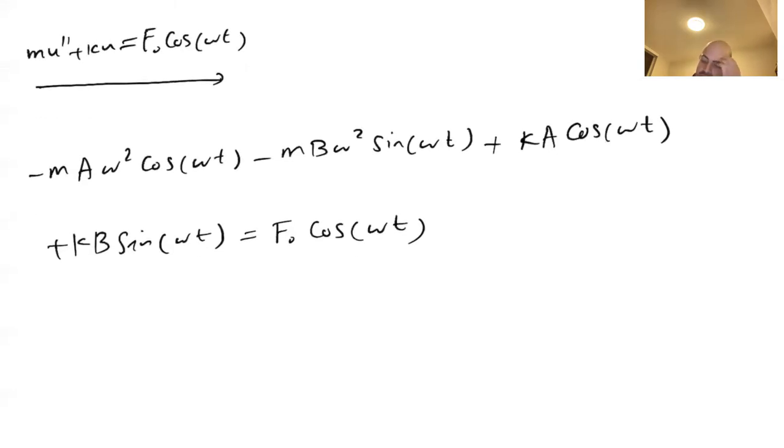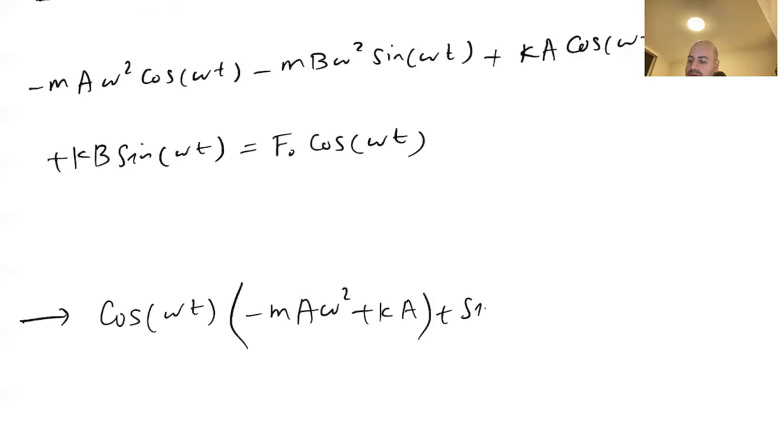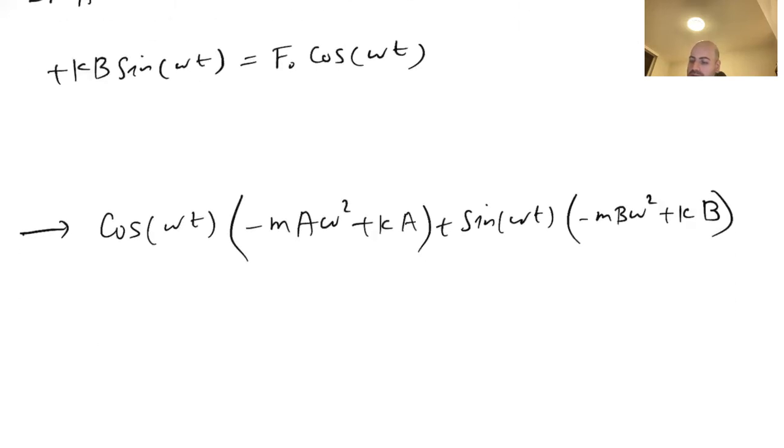Now, if I rearrange these terms, on the left-hand side I have two cos terms and two sine terms. I want to regroup them together. So then I will have cos omega t times minus m A omega squared plus k A, plus sine omega t times minus m B omega squared plus k B, equals f0 times cos omega t.